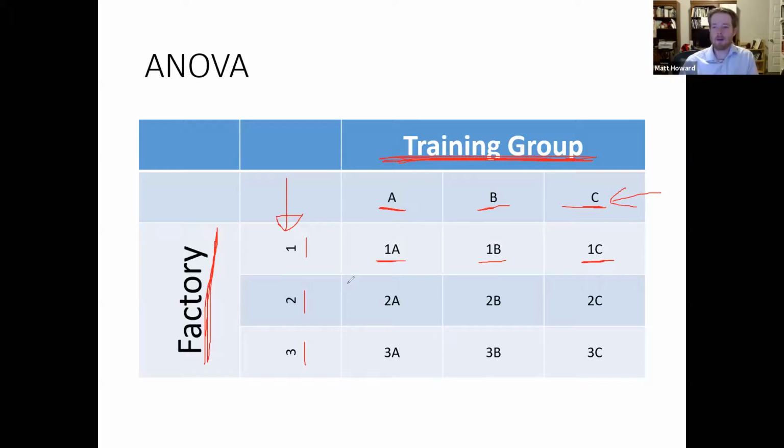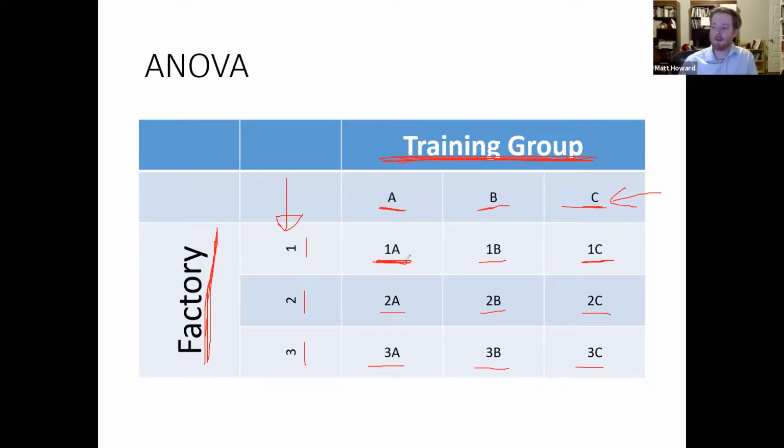And then for each other combination: factory 2 training A, factory 2 training B, factory 2 training C, and then factory 3 training A, factory 3 training B, and factory 3 training C. So we'd have to have each combination of training group and each combination of factory. We have to have participants that represent each combination.